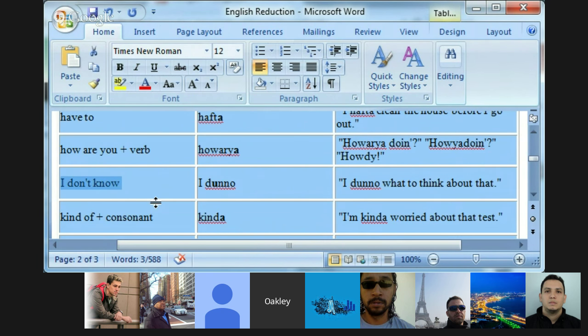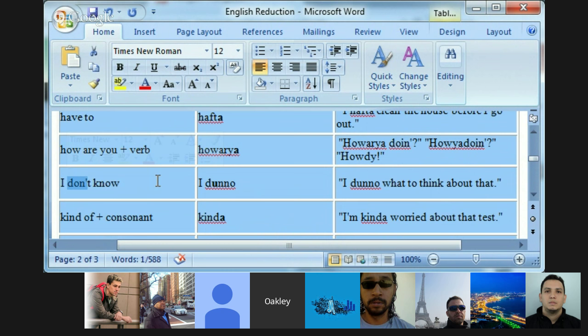Speaking of interesting, I also find this one interesting. I don't know becomes I dunno. This is very interesting because we have a reduced form. I've already said that most negative contractions are stressed in sentences.